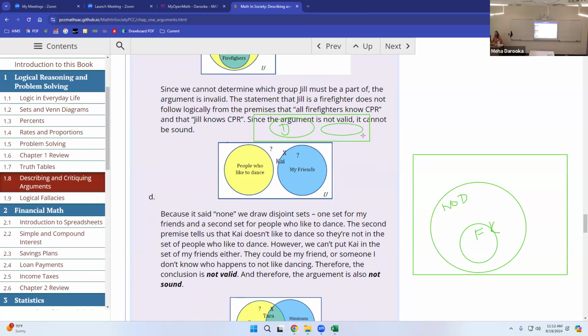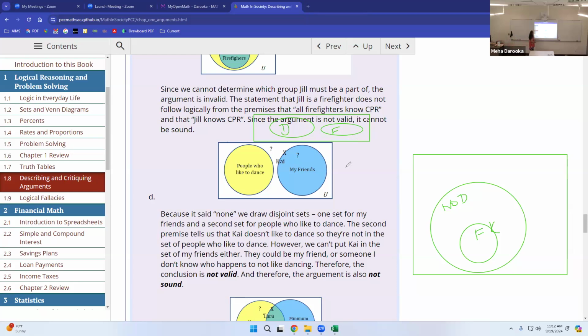since this circle does not even touch or overlap with the dancing circle, that automatically means anybody who's outside of the dancing circle is not a dancer. They don't enjoy dancing. So you didn't need to have specific to friends not dancing. You can just say, these are people who are my friends. And since it's outside of the dancing circle, that automatically means none of them like to dance.